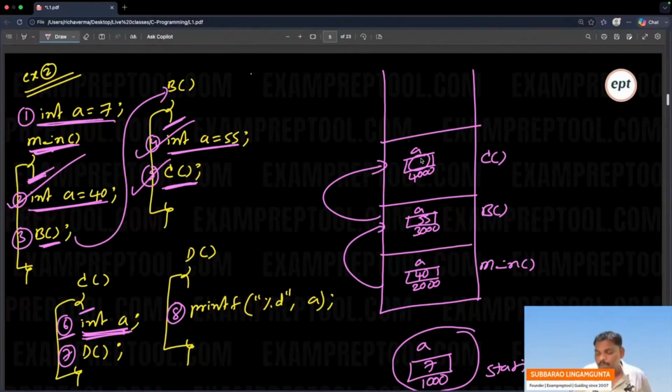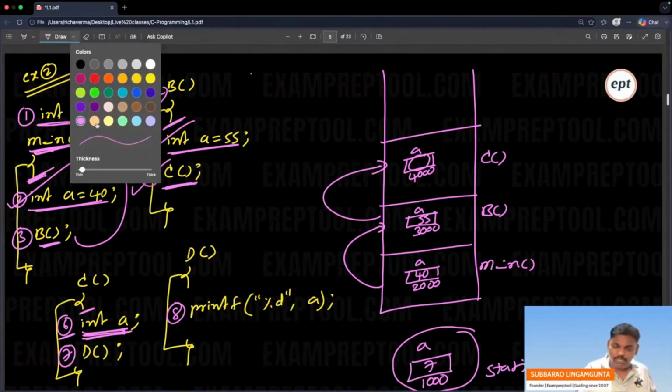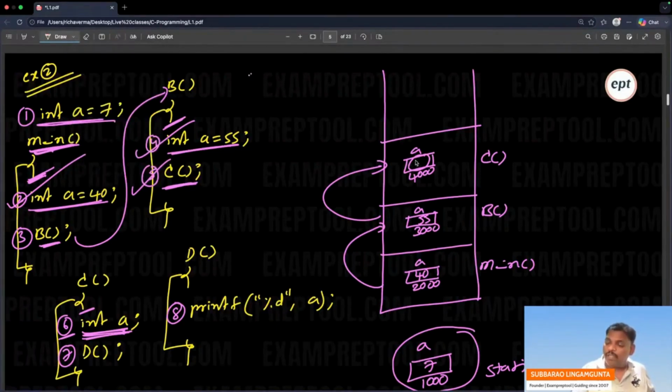That is called garbage. That garbage may be 0, negative, positive, or a very big number. Anything can happen. So it is an unknown value. That is called garbage. I'm writing G for garbage. Why G? Unknown value, it can be anything. If you don't keep anything, by default it is garbage. In this memory previously, some other programmer kept some data, and his data is available.